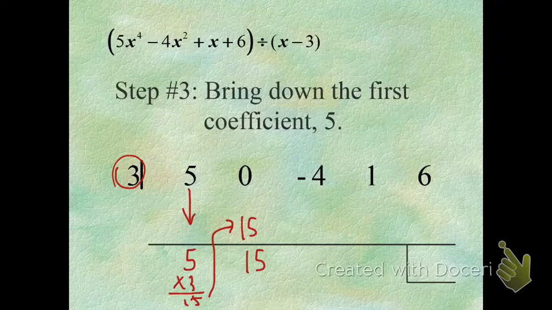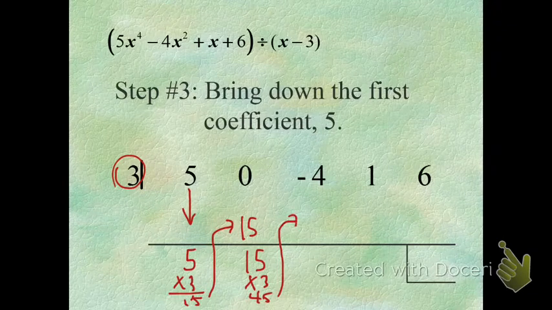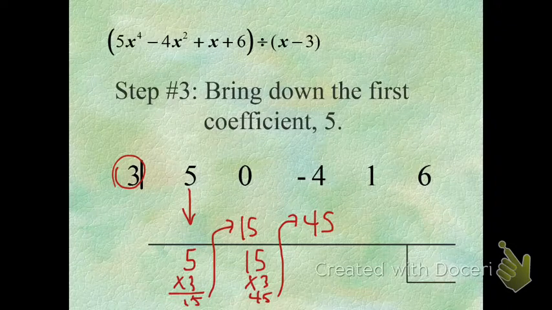And then we're going to repeat the process. Go back to the 3. 15 times the 3 is 45. We're going to take that 45 and move it on to the next one. We're just going to continue to work down. So put the 45 there. Have this written down? Negative 4 plus 45?